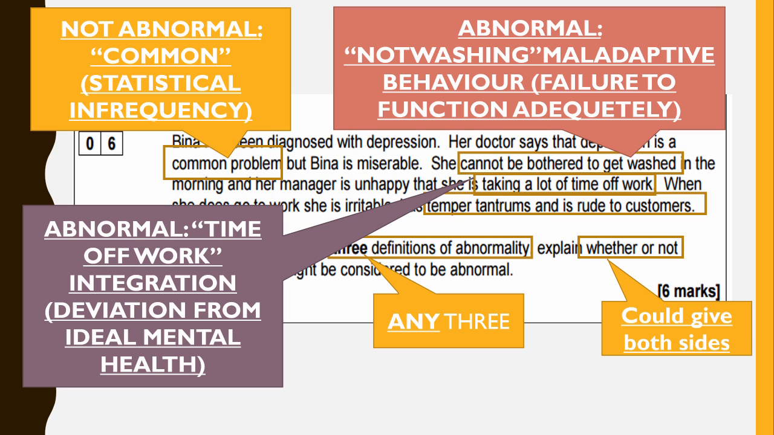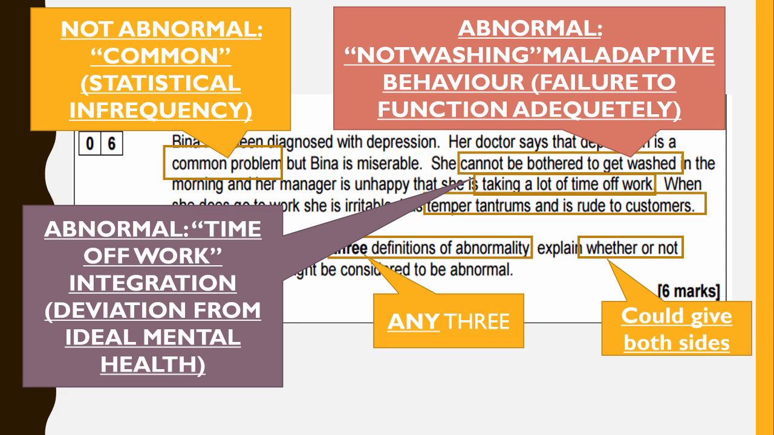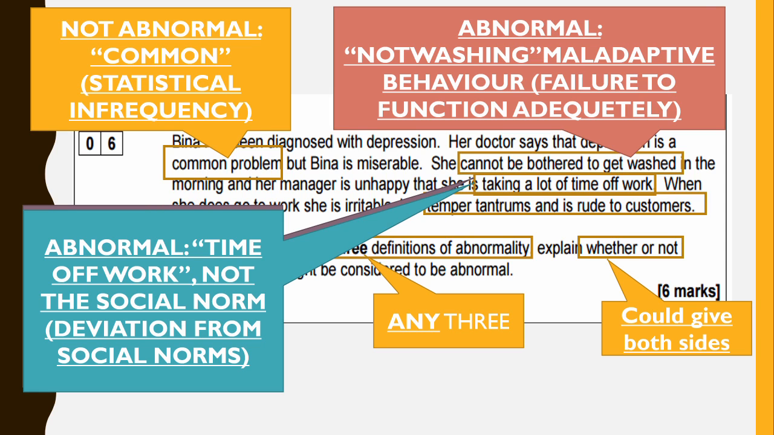Likewise, if she's taking time off work, then that means she's not coping with normal stressful situations. So she's deviating from ideal mental health. She can't cope with the fact that she's got to go to work. Now, you could also argue that one for deviation from social norms. You could argue technically that it's not the social norm to not go to work. The vast majority of people have jobs. It is an unwritten rule of society that you go out and earn a living. Social norms is probably the hardest one to justify, but you can have a go at it, and there's no reason why you wouldn't be able to use that.